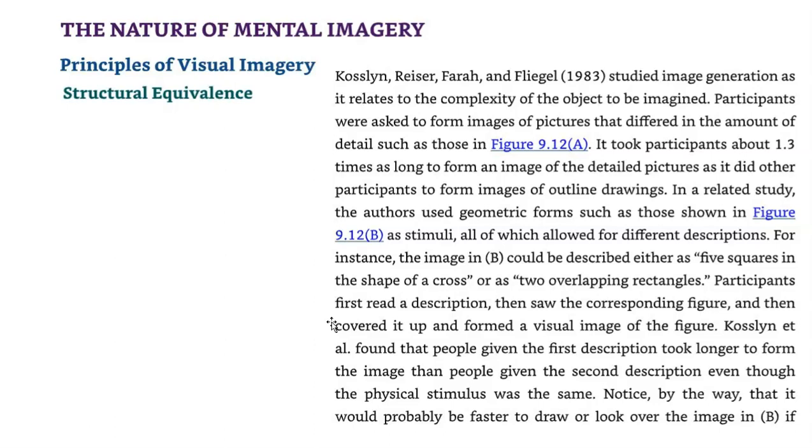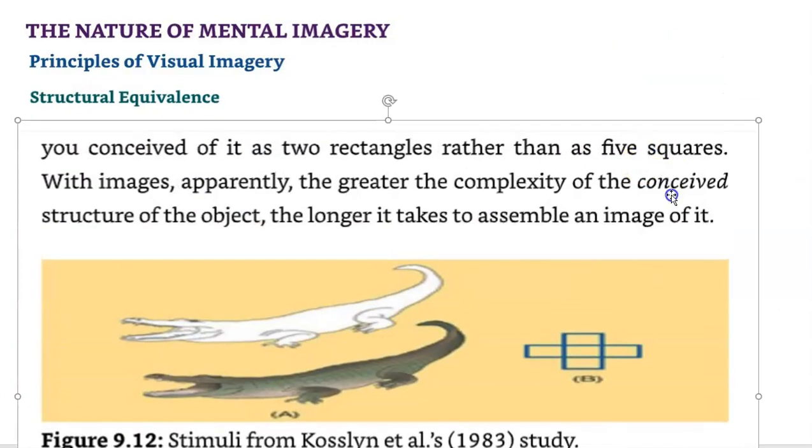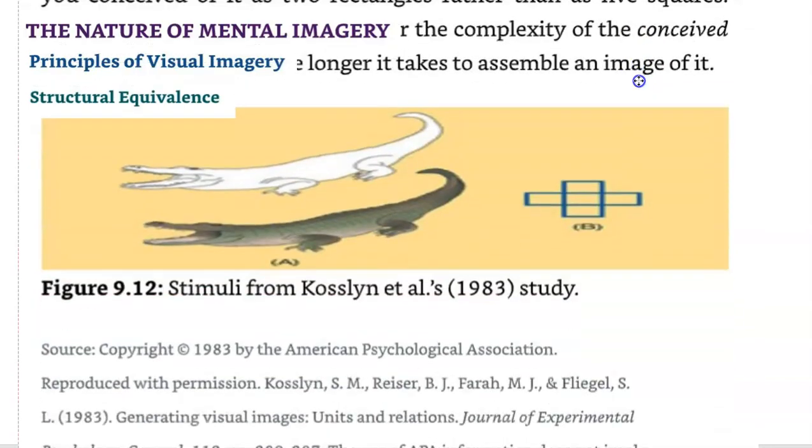The authors found that people given the first description took longer to form the image than people given the second description, which was just the overlapping rectangles, which is easy to interpret, even though the physical stimulus was exactly the same. Now you'll notice, by the way, it would be faster to draw if you conceived of it as 2 rectangles rather than the 5 squares. It'd be easy to do that. So with images, apparently, the greater the complexity of the conceived structure, the longer it takes to assemble it.